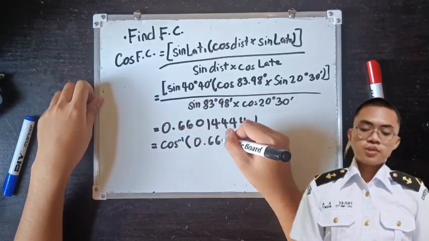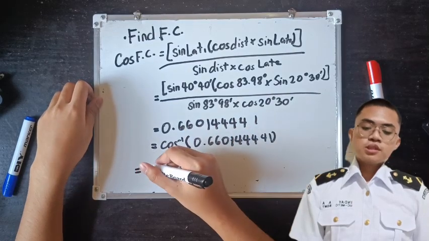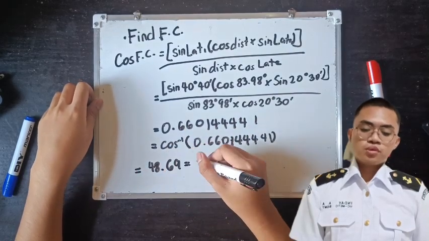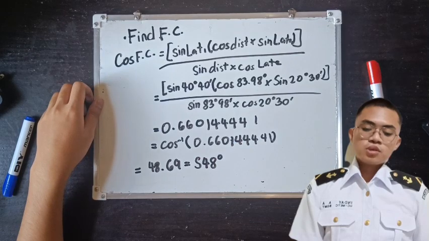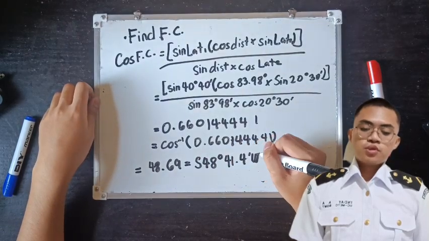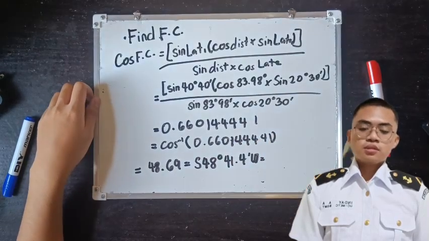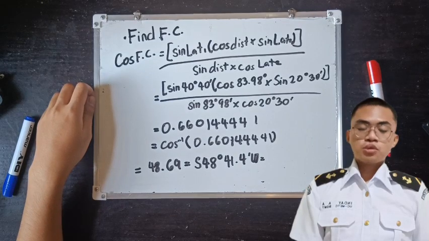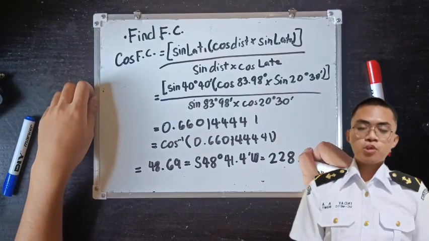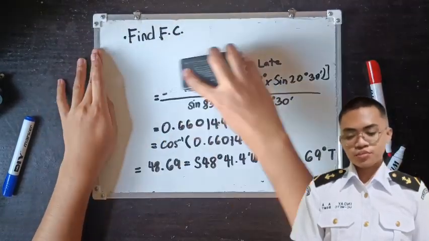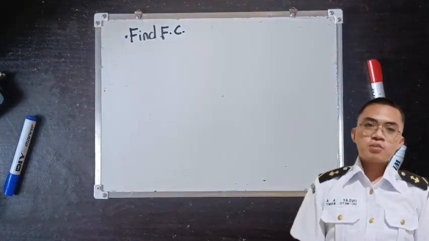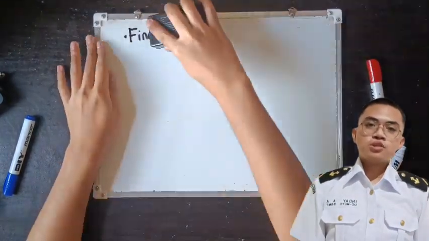The answer of this will be 0.660144441, which is equal to 48.69. And converting it into true course, we have 228.69 degrees true. The next step is to find the latitude and longitude of vertex.